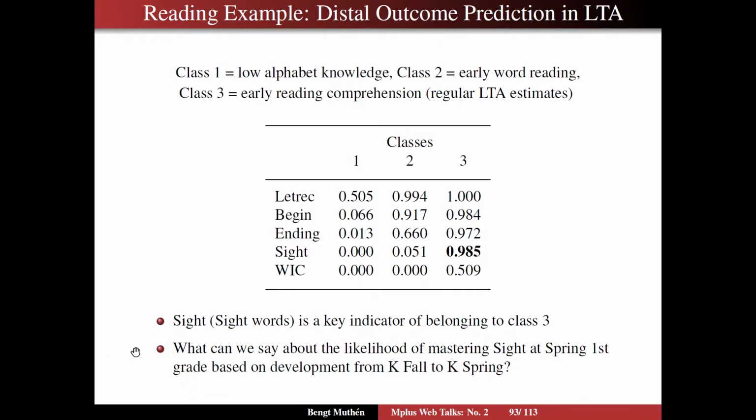So one question one could have then: what can we say about the likelihood of mastering the site item at spring first grade, the last 4th time point, based on development from kindergarten fall to kindergarten spring? That is, by the end of kindergarten, what can we say about the likelihood of mastering site 1 year later?